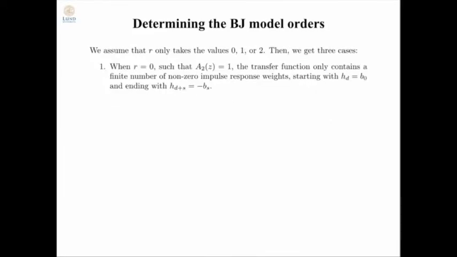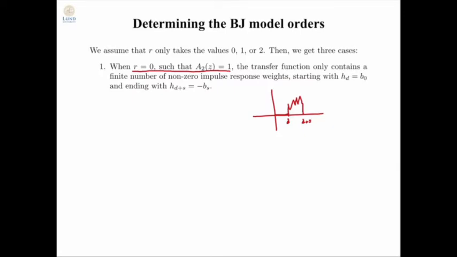So let's look at the case when r is equal to 0. If r is equal to 0, that means that we have no a2 polynomial. There is nothing that divides it, and that means that the transfer function will contain a finite number of pulses. They will start at position d, and then it will have a finite length, and it will stop at d plus s. Meaning that I can look at the impulse response, and I can then conclude from the length of it what I should pick s to. So in the particular case of r equal to 0, this is essentially an easy task.